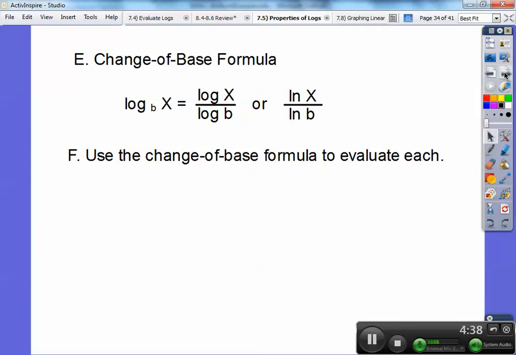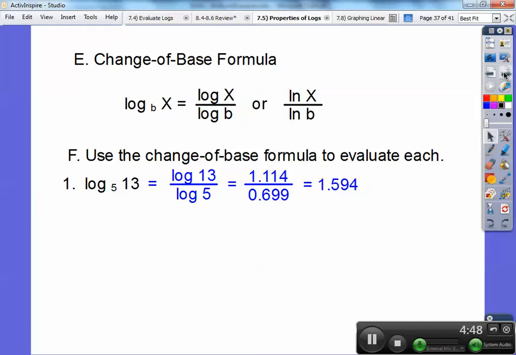So use the change of base formula to evaluate each. Log base 5 of 13 becomes log of 13 over the log of 5. So pick up your calculator, hit log of 13, hit log of 5, and you get those two decimals, and then you divide them, and you get 1.594.